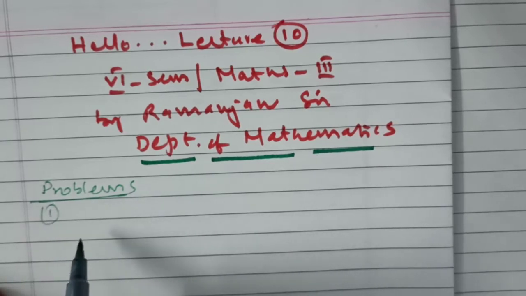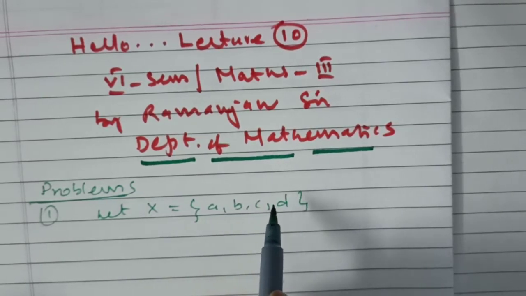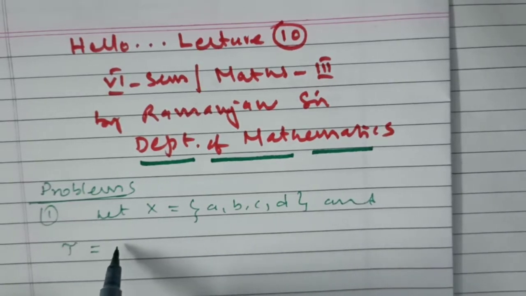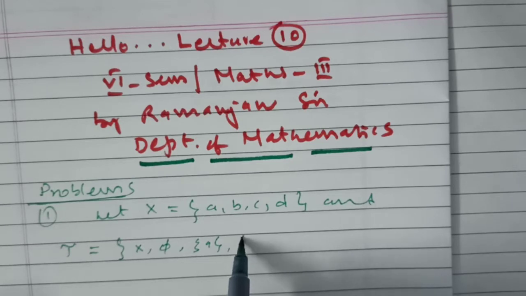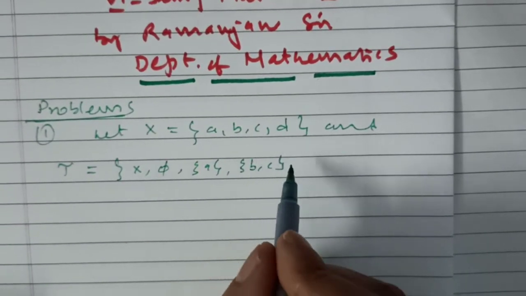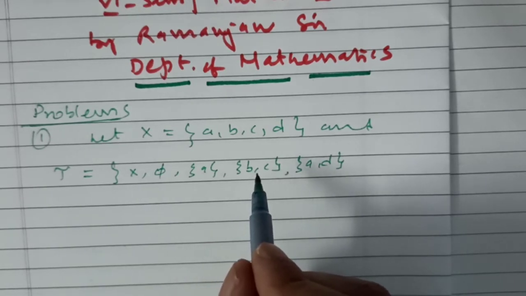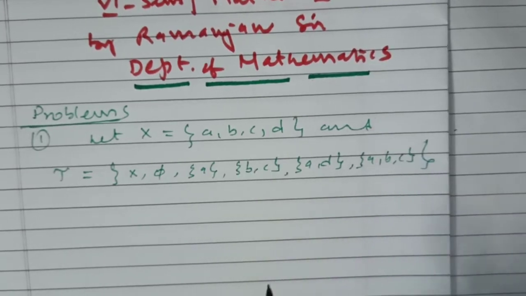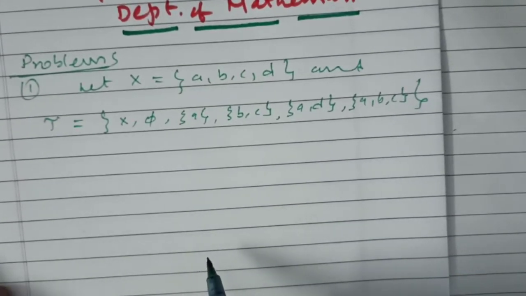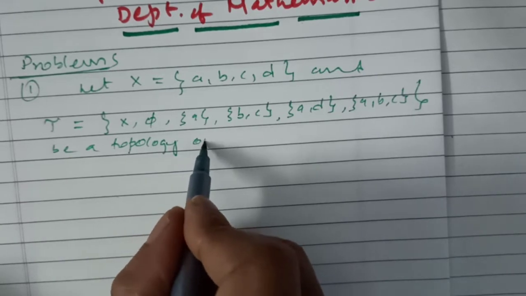Problems. First problem: let X be the set {a, b, c, d} and tau be the set {X, phi, {a}, {b, c}, {a, d}, {a, b, c}}. So this is a topology on X.